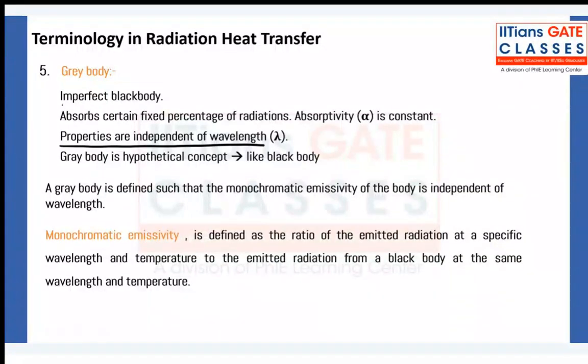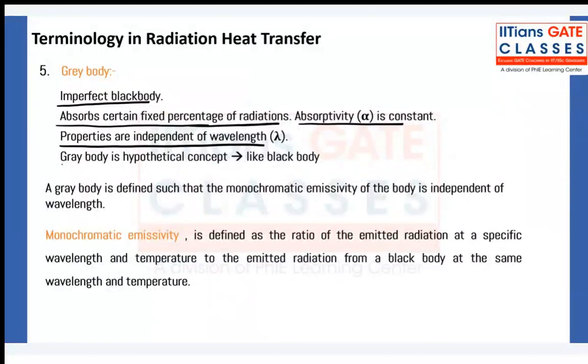Now it is an imperfect black body. Why? Because it depends on the temperature. It absorbs a certain fixed percentage of radiation coming at it, at a particular temperature, and absorptivity is constant.